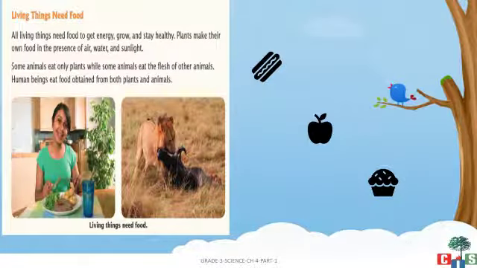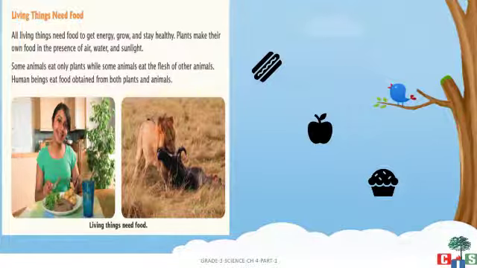living things need food. We all need food. All living things need food to get energy, grow and stay healthy. We have studied that we need energy to play and work, and we have to grow and remain healthy. So we need food. Plants make their own food in the presence of air, water and sunlight.